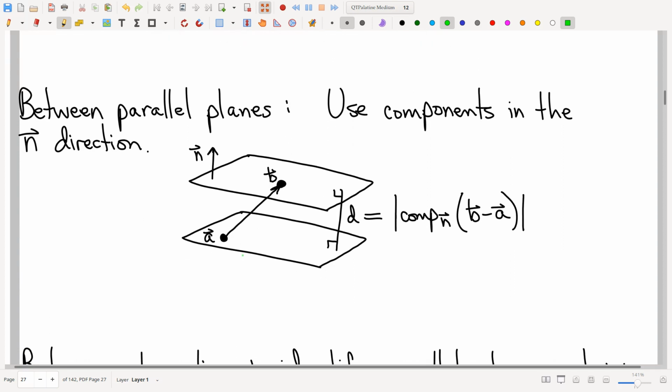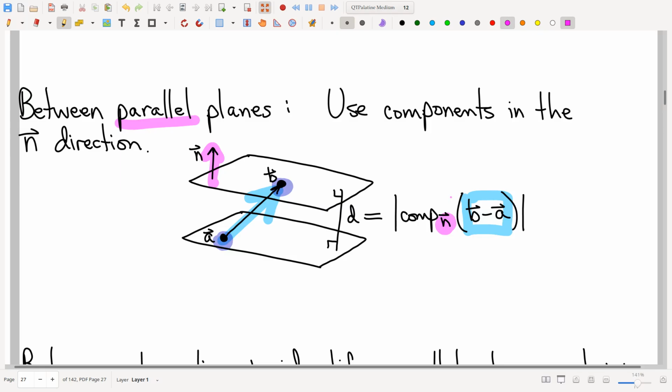So here's a real clever idea. If you have a couple of parallel planes, well, parallel means they have the same normal vector. And if you know a point on each of the planes, really what you're interested in is looking at that blue vector and finding its component in that normal direction. So again, this is how you solve that particular puzzle.